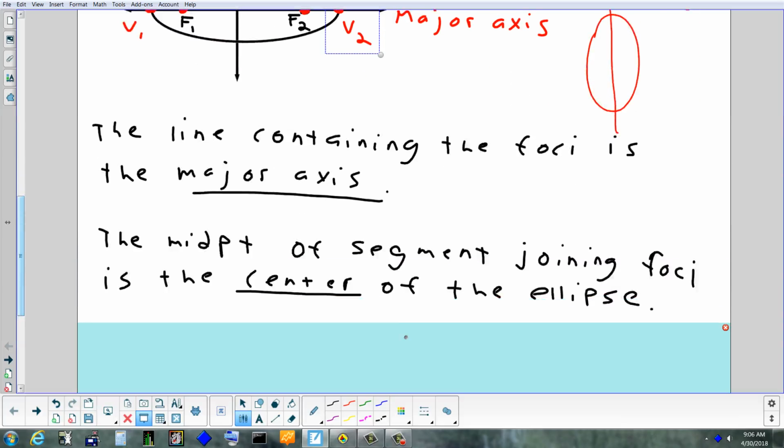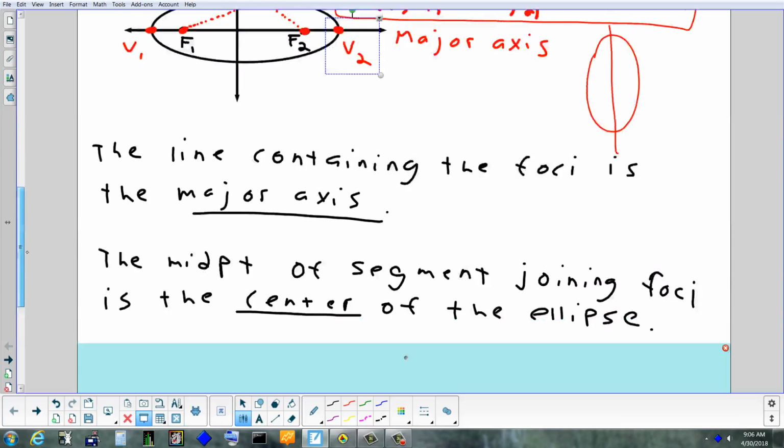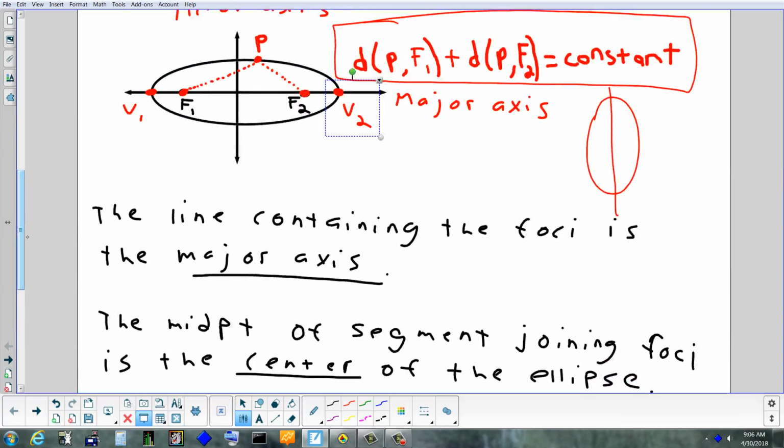If you find the midpoint of the segment that connects the two foci, that's the center. So I didn't label that, but I should. So if you had the coordinates of F1 and F2 and you use the midpoint formula on them, you will get the coordinates for the center. And we haven't talked about it yet, but if you're wondering, what if I had the coordinates for V1 and V2? Could I use the midpoint formula on those two to find the center? Yep.